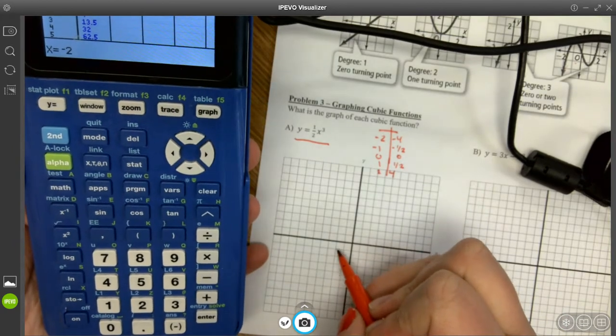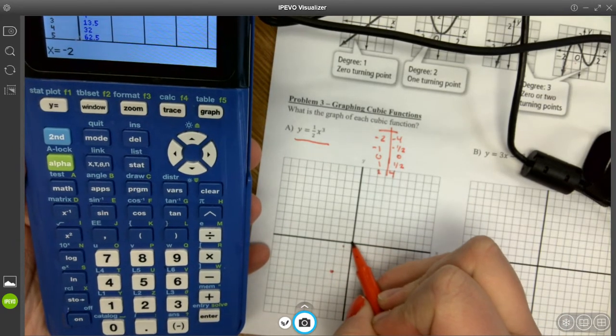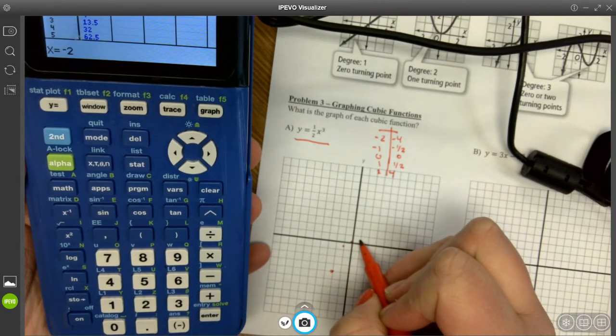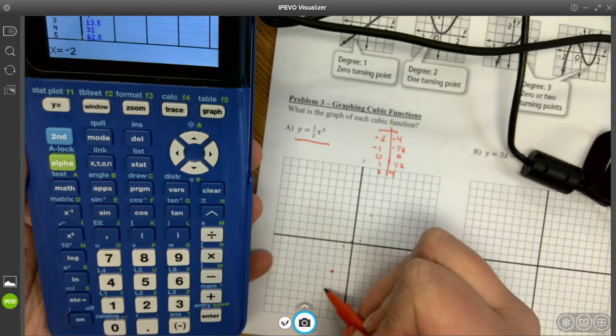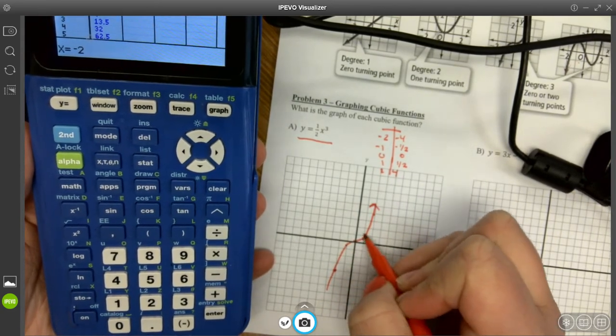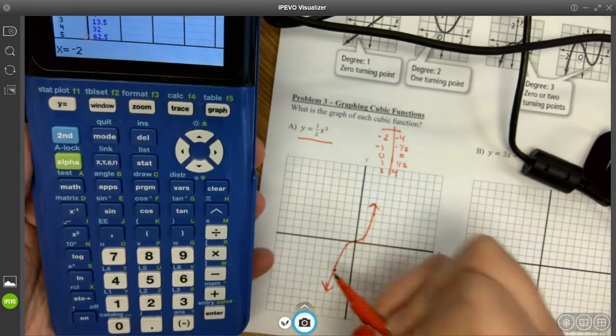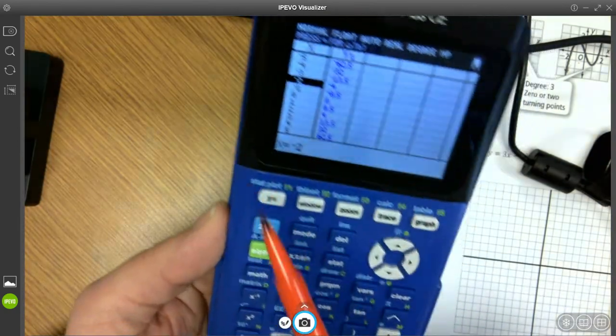So -2, -4, -1, 1/2, 0, 0, 1, 1/2, and 2, 4. Now, when you're doing cubic, it should kind of give you a whoosh, like there should be a curve right here. And that's all you have to do for that problem. Graphing, using your graphing calculator to get to the table.